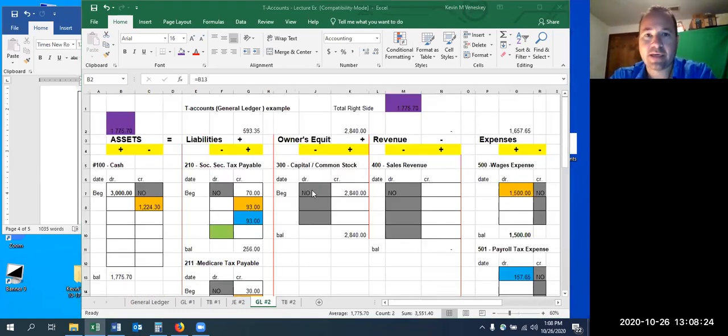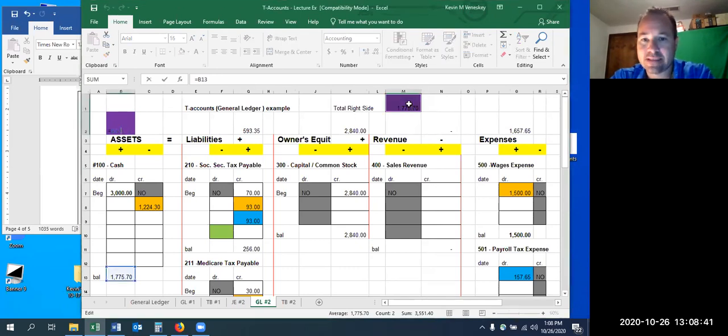All right, when we get the first payroll, the journal entry number 1, and then the employer's journal entry number 2, these are our balances up to this point. So I had $1,775.70 on the assets, and the total over here is the same when I add up the right side of the equation.